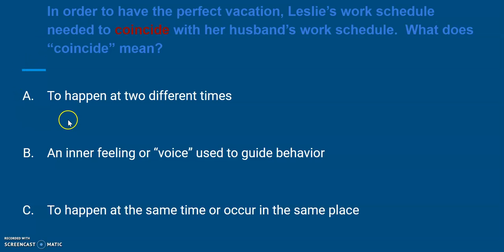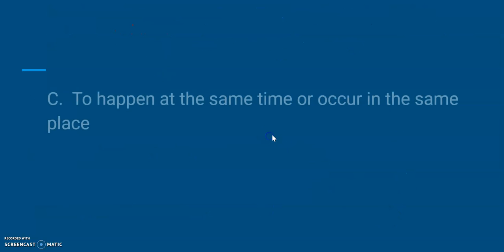In order to have the perfect vacation, Leslie's work schedule needed to happen at 2 different times from her husband's work schedule. We know that's not correct because they're wanting to go together. Let's try B. In order to have the perfect vacation, Leslie's work schedule needed to needed an inner feeling or voice with her husband's work schedule. That definitely doesn't make sense. Let's try C. In order to have the perfect vacation, Leslie's work schedule needed to happen at the same time as her husband's work schedule. So C is going to make the most sense because they need their work schedules and their time off to be at the same time so they can go on the vacation together.